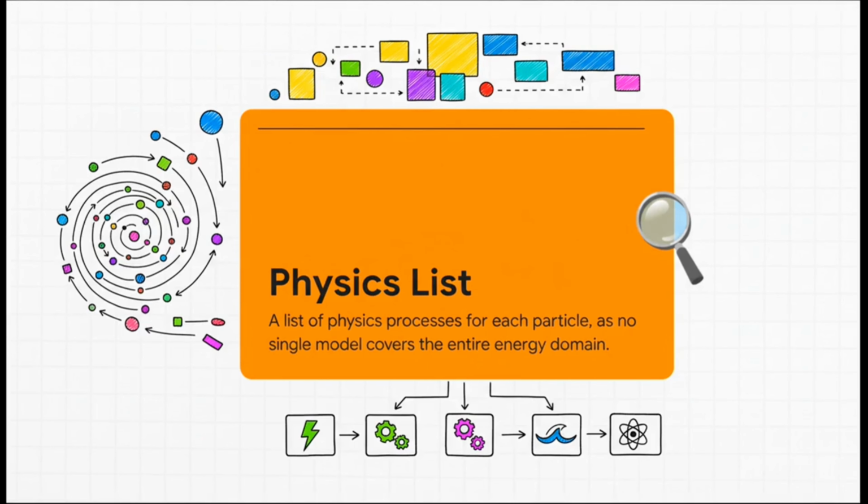Okay, now for setting the rules. This is where the physics list comes in. And this is a really cool concept. See, there's no single magical physics model that works perfectly for every particle at every possible energy. It just doesn't exist. So what Geant4 does is pretty clever. It uses what's called a patchwork of different models. And it's your job to pick and choose or even build the right quilt of physics for whatever you're trying to simulate.